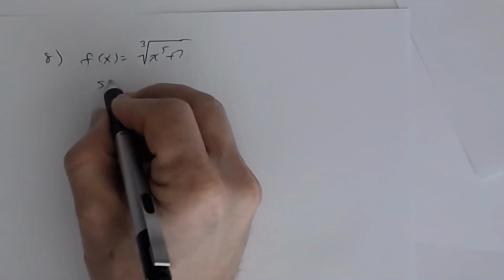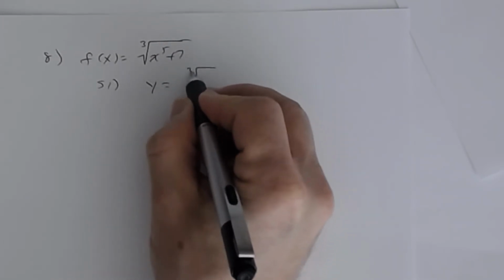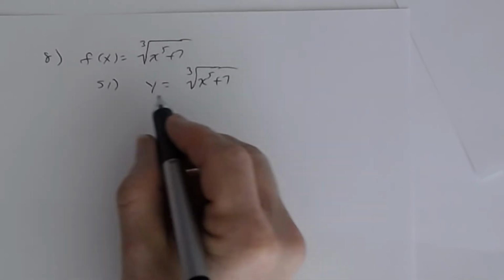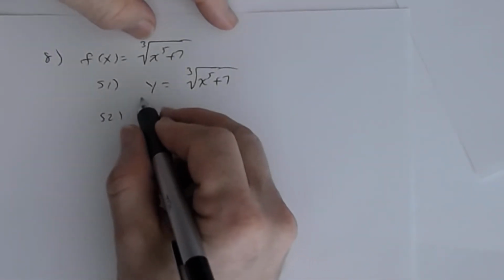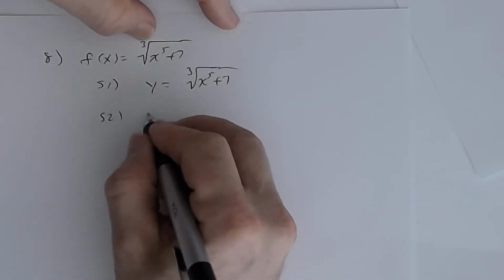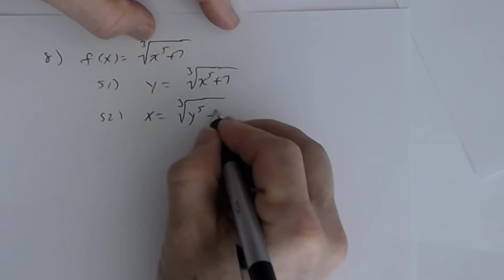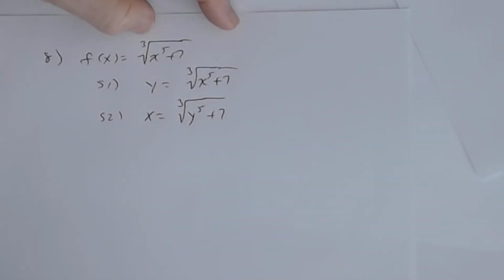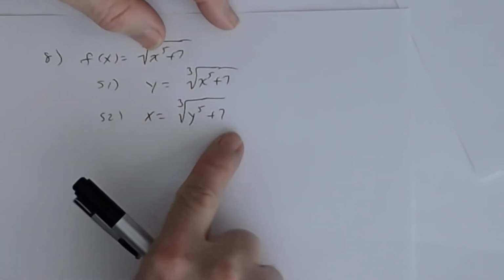So step 1, replace f of x with y. Y equals the cube root of x to the 5th plus 7. Okay? Step 2, interchange the coordinates. So y becomes x, x becomes y. X equal the cube root of y to the 5th plus 7. All right, now here's your obstacle. You're like, well, how do I get y by itself? Because y is within all of this other stuff.